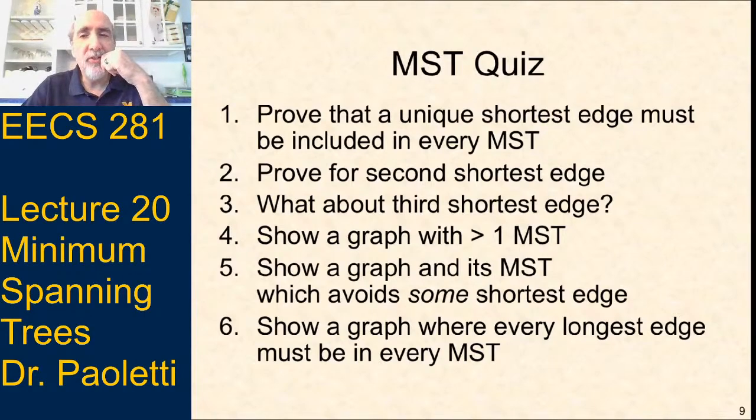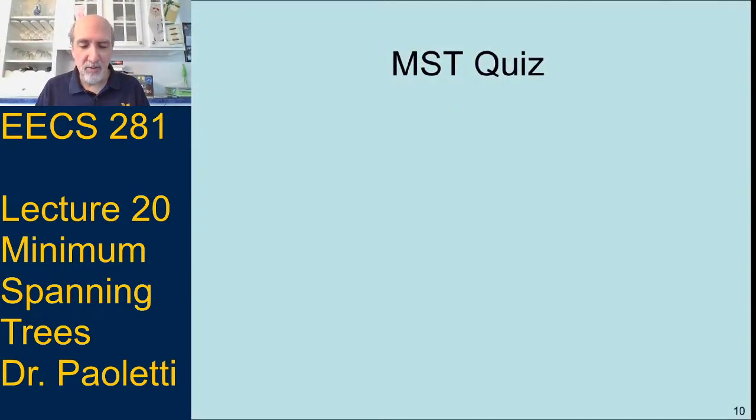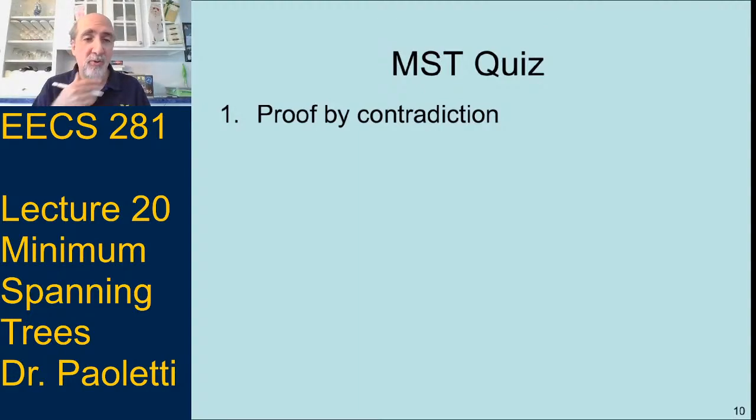Okay, so let's think about how could we prove number one? How could we prove that a unique shortest edge must be in every MST? What are our tools that you learned in 230 for proving things? Well, this one, we could do it via a proof by contradiction. So there's a slide here, so it's got some answers on it. But the first one says proof by contradiction. So let's assume that we've got a shortest edge and it's not in there.